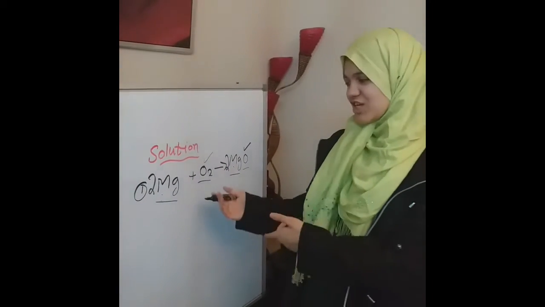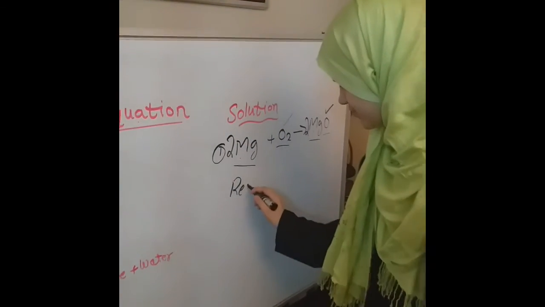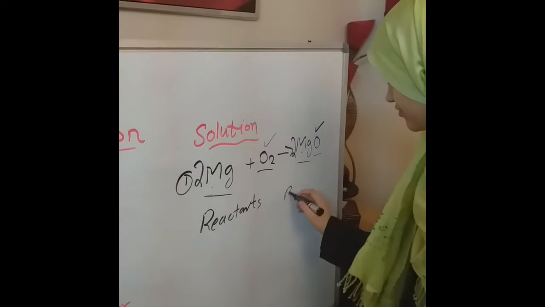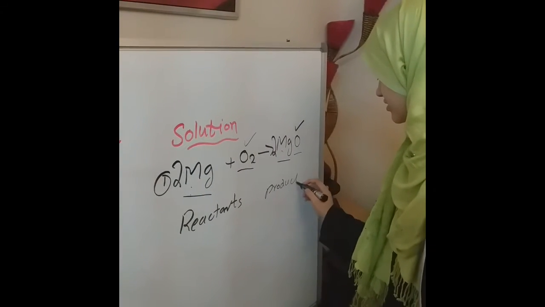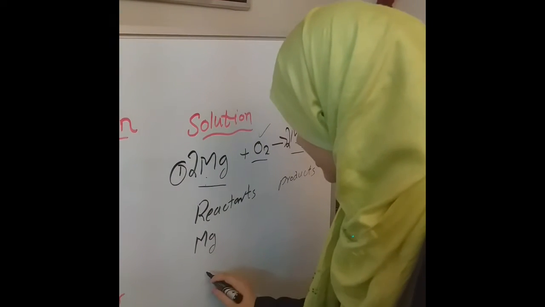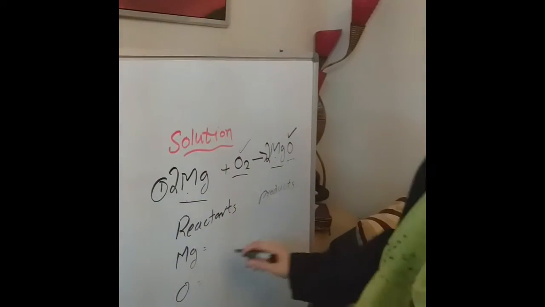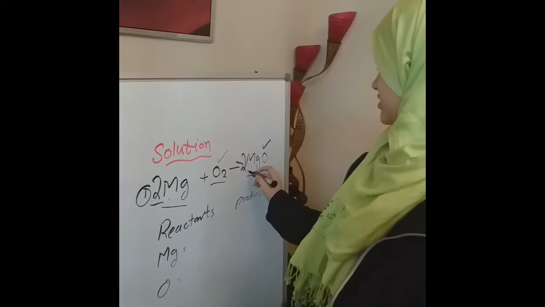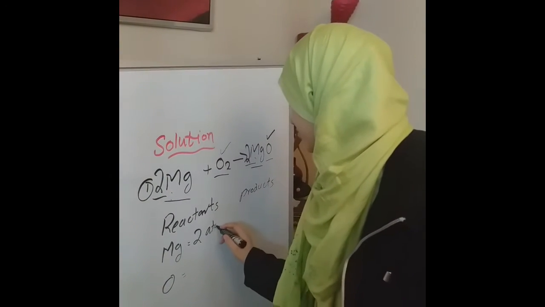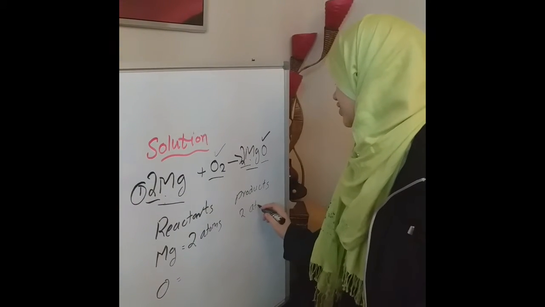Then let us check whether they are balanced or not. Always check the reactants and products, the magnesium and the oxygen. Here magnesium is 2 and here also it is 2. That means 2 atoms of magnesium and here also 2 atoms of magnesium.